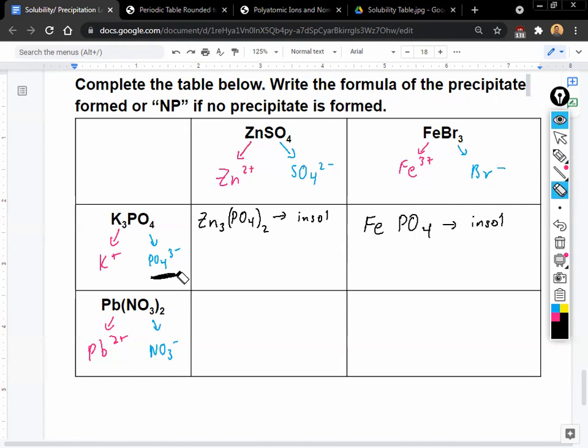Okay, but the other two ions that we can mix, K plus and Br minus, if we look at them on the solubility table, what happens if we mix them? Is it soluble or insoluble? Soluble. Yeah, that one's soluble, so there's no precipitate between those two. Okay, so that's pretty much all we're doing. This table just tells us if we mix them together, if it makes a precipitate or not, and also the identity of that precipitate.